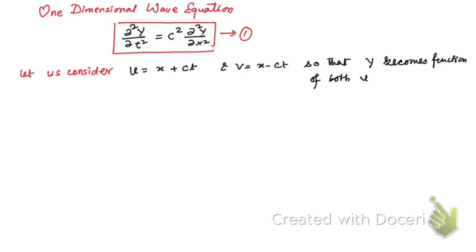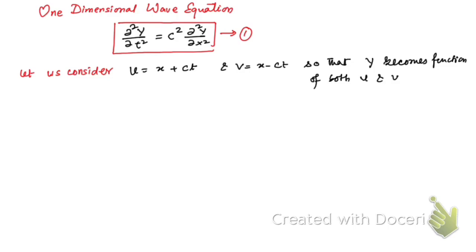Now here you see, from the left hand side and right hand side, it is clear that y is a function of x and t both. So if you consider u equal to x plus ct and v equal to x minus ct, it is obvious that y must be a function of u and v. Hope you have understood this.